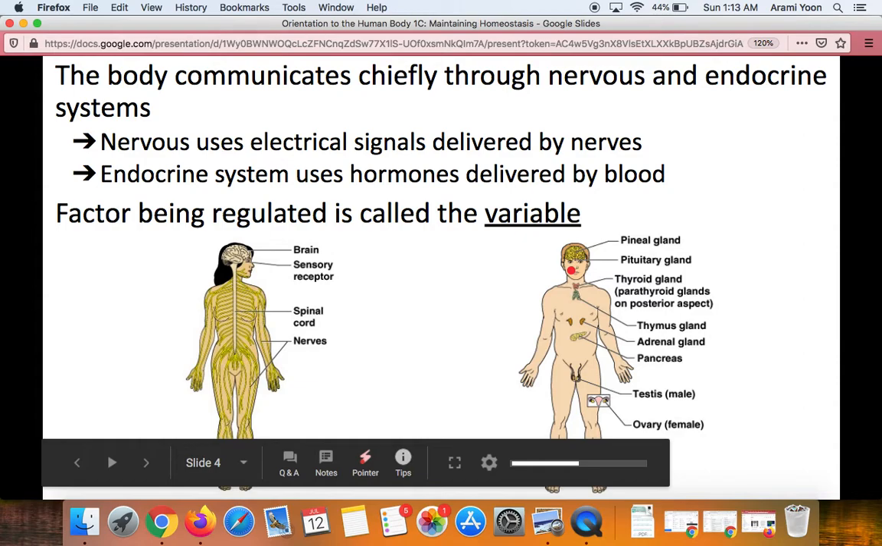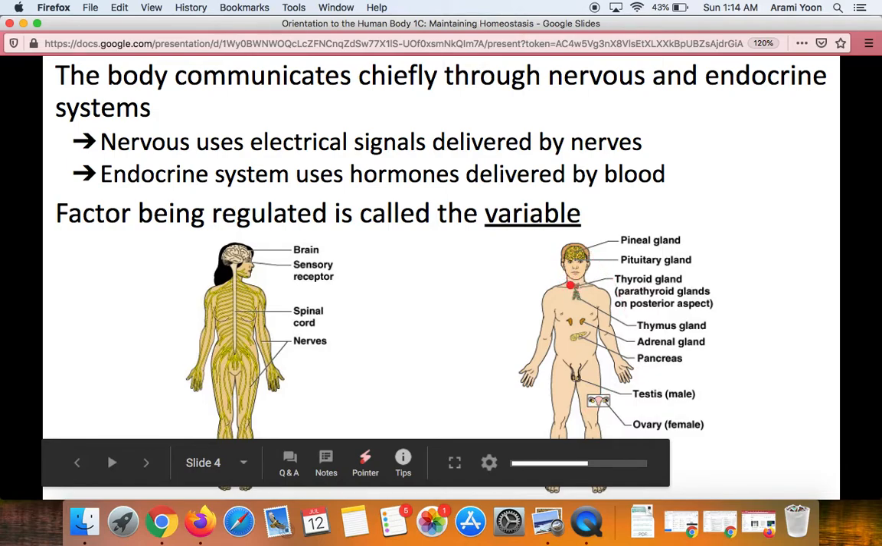Now, the body, to maintain homeostasis, does have to communicate chiefly through the nervous and the endocrine systems, where the nervous system is going to use electrical signals delivered by nerves. So here you can see your nervous system, your brain, your spinal cord, and all of your nerves. And this allows the brain to communicate with all of the body, and it allows all of the body to communicate with the brain.